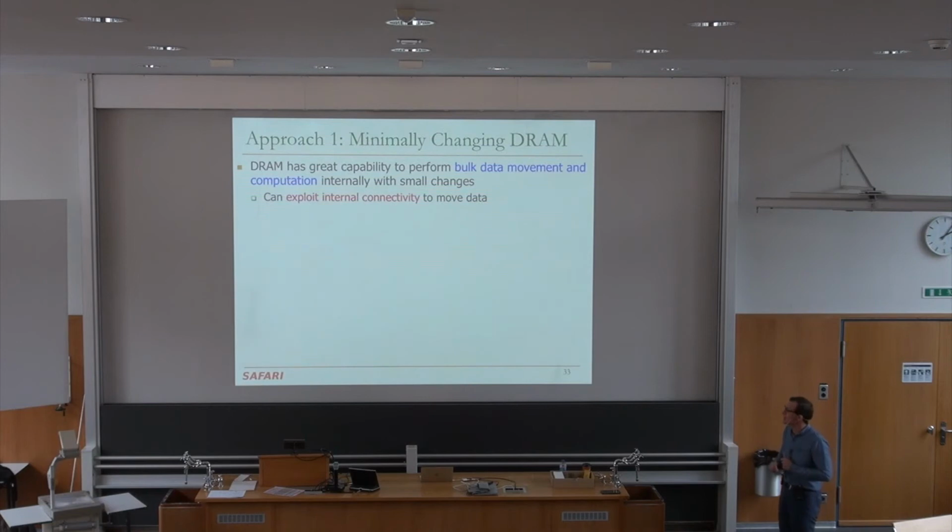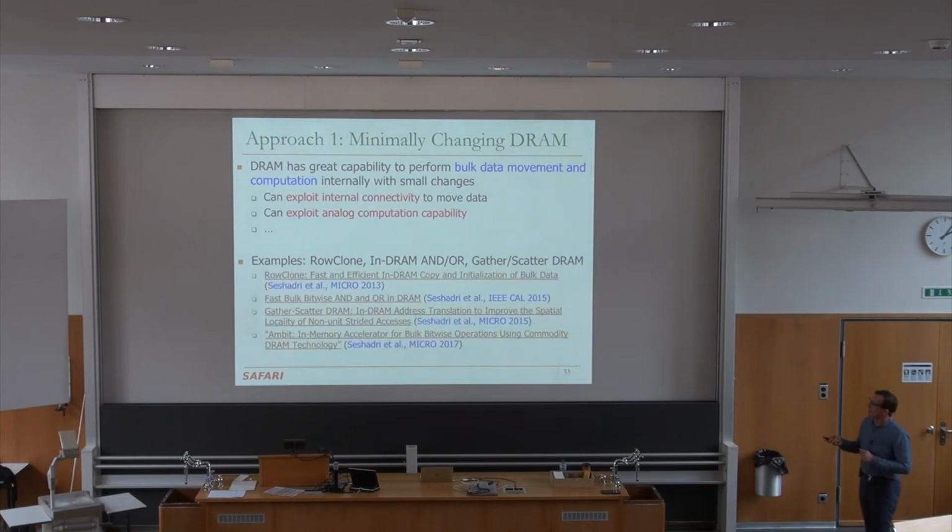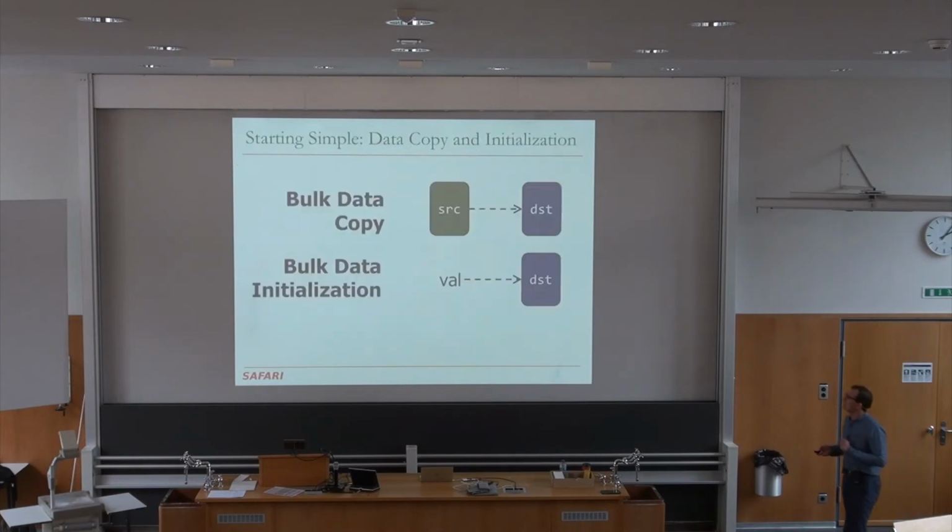We've seen one example of this in LISA, low-cost interlink subarrays. Actually, we added more connectivity for that. You can exploit analog computation capability inside the memory. And we're going to give a bunch of examples over here, some of which actually do the analog computation, some of which do some other things around the memory controller. Okay, let's start simple. Let's start with the minimal thing.